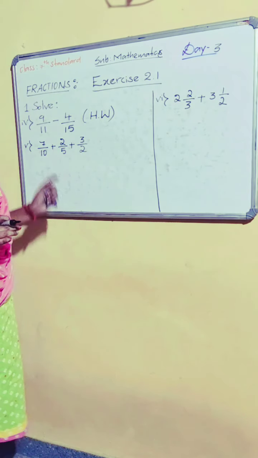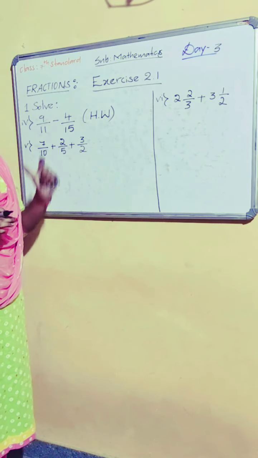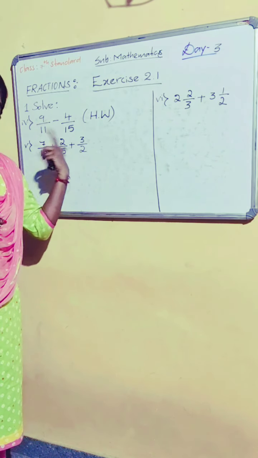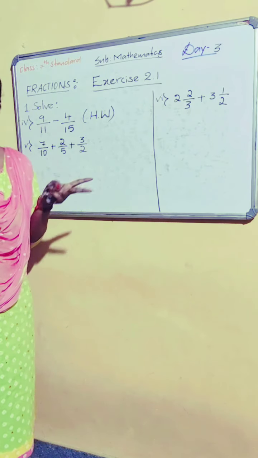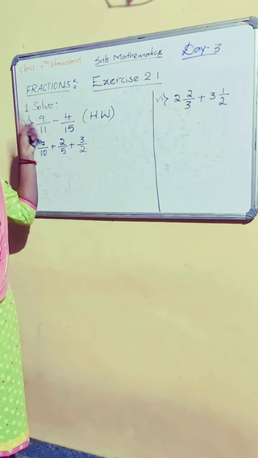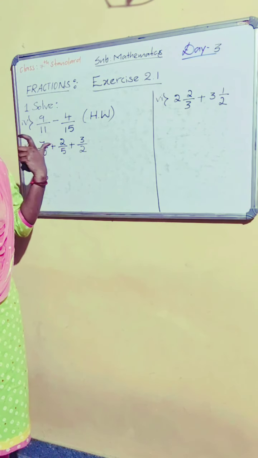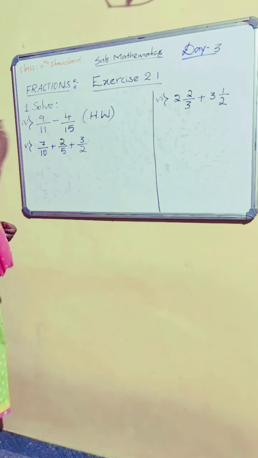So the next problem is 9 by 11 minus 4 by 15. Again, you can go for cross multiplication, or else you can go for the LCM method. Since we are having only two fractions, we can go for cross multiplication. So you have to do it by yourself and send it on WhatsApp. This is a homework problem you have to do. So come to the next one.